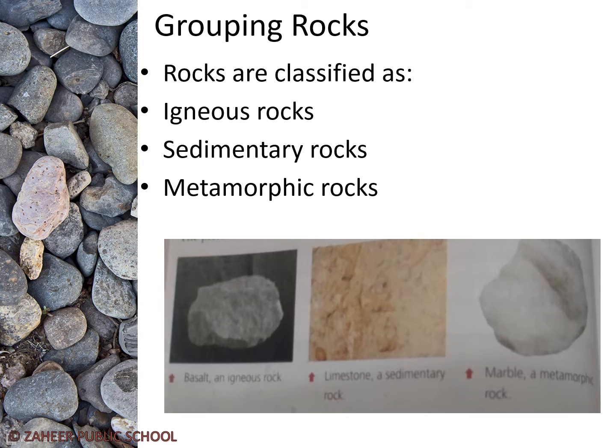Now, the classification of the rocks. The rocks are classified as follows: igneous rocks, sedimentary rocks, and metamorphic rocks. In the following picture, you can see that the first picture is of basalt. It's an example of an igneous rock. And the second picture is of limestone. It's a sedimentary rock. And an example of a metamorphic rock is the marble we use in our homes.